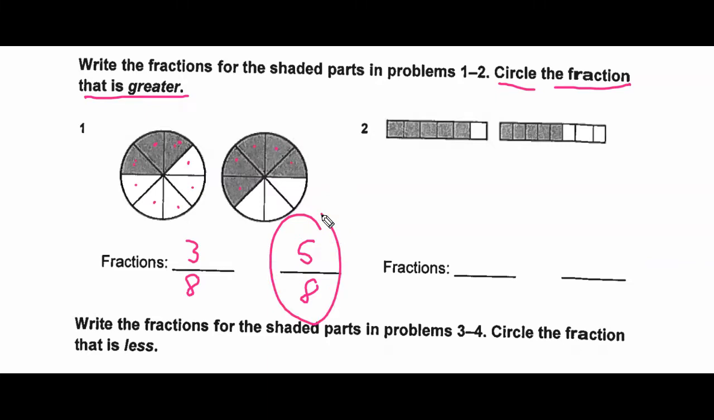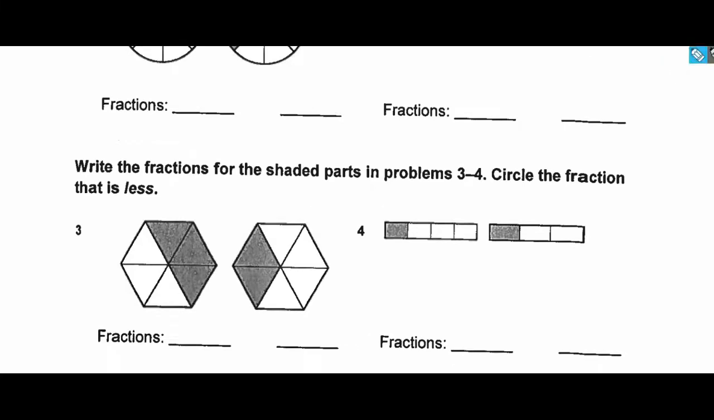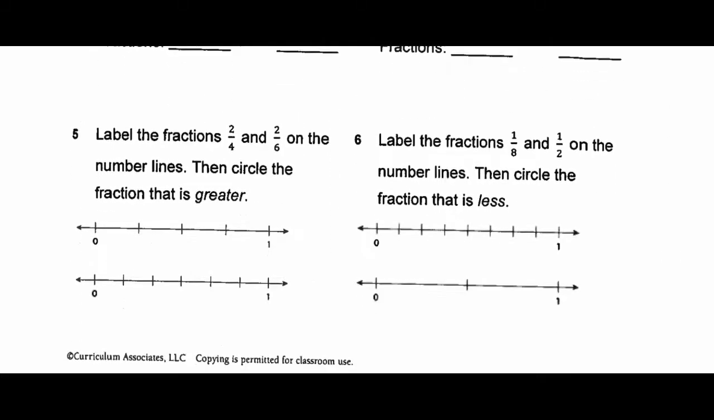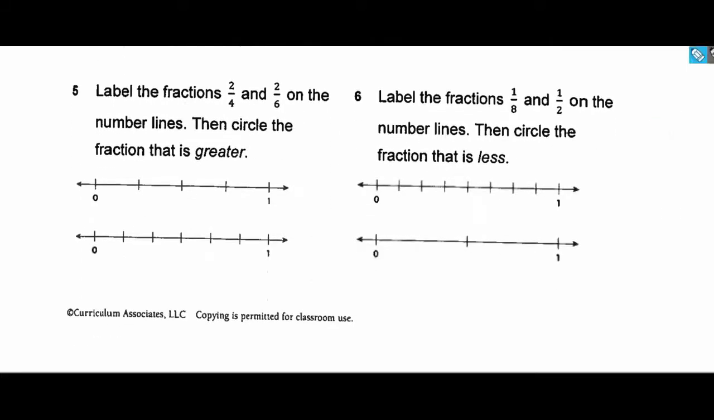You'll do the same thing for number 2. For number 4, you have to do the same thing, but you have to circle the fraction that is less. Okay, less. Now, instead of using models, shapes, or a pie, okay, you're using a number line.